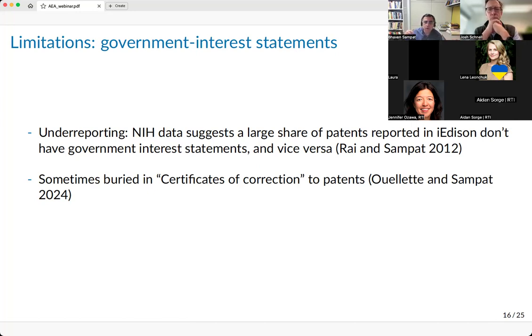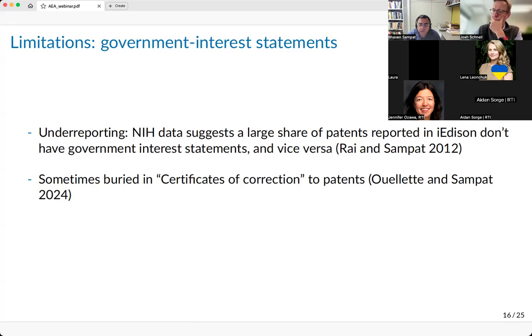But if you compare the information in RePORTER to iEdison, Rich Rai and I showed many years ago that there's not as much overlap as you would hope. There's stuff that acknowledges a government grant in the patent databases that's not in RePORTER, and vice versa. So in a sense, you want to put both of those sources together when evaluating the NIH. But the problem is that the original source, iEdison, is, to my knowledge, only available for the NIH, and not publicly available for other agencies.